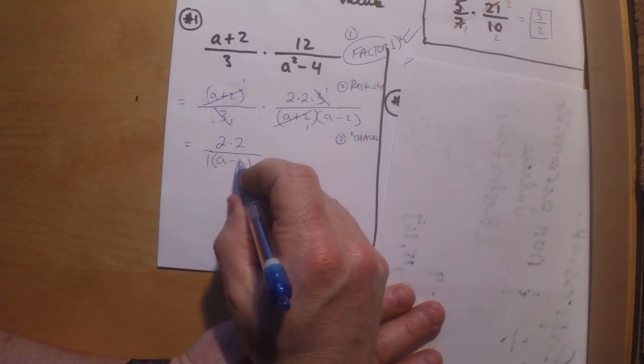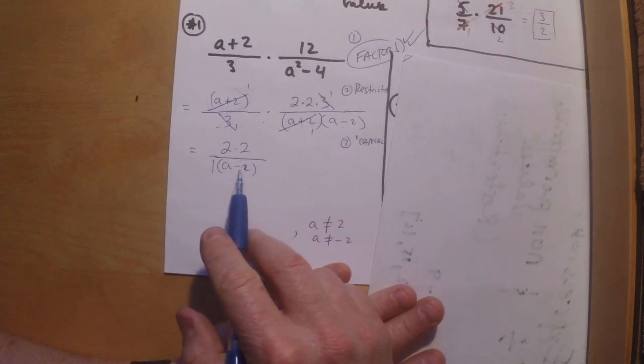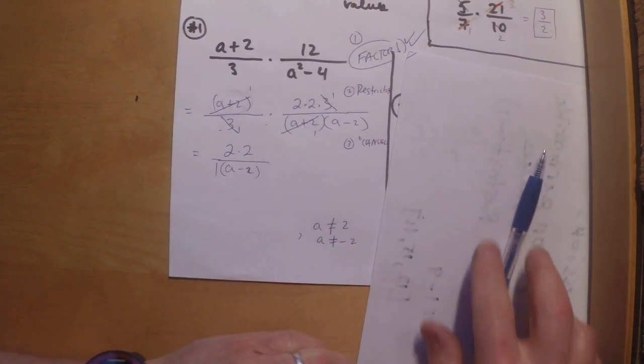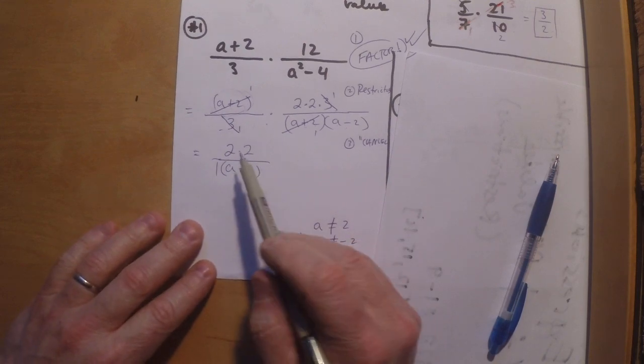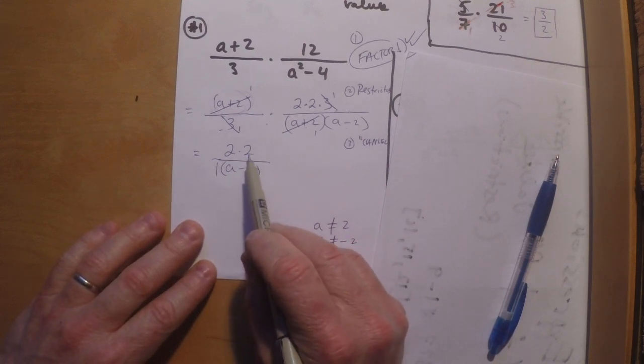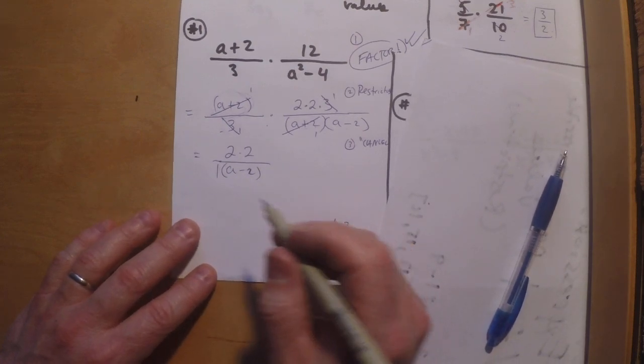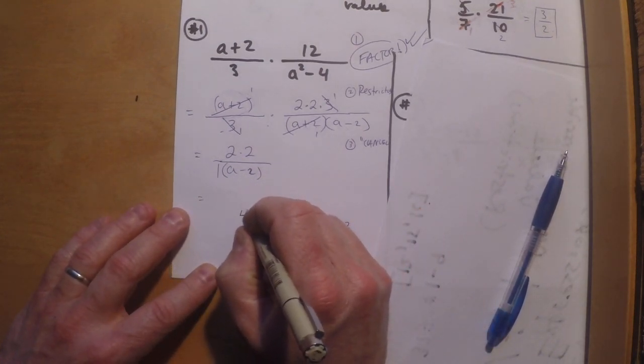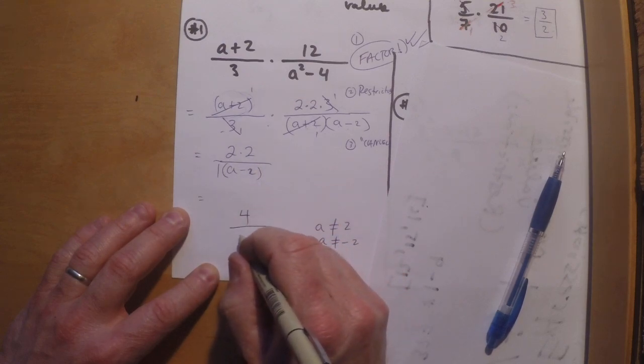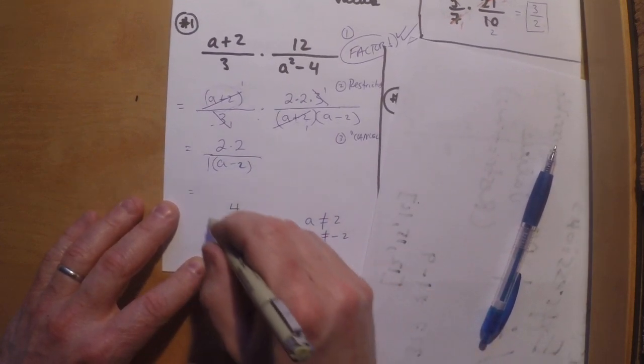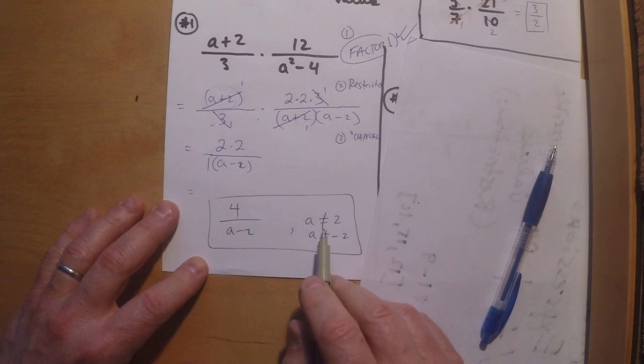Now one thing that you've got to be careful with, it's so tempting. Those 2's look like you can divide them, but you cannot because that's an a minus 2. This cannot divide out at all because this is not a times. So your final answer is 4 on top, 2 times 2, over a minus 2 with those two restrictions.